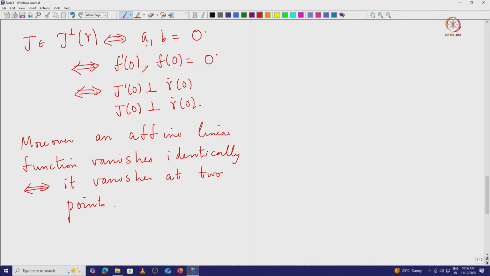Okay, so that completes the proof of the second equivalence: as long as J at 0 and J at some other t naught are orthogonal to the velocity vectors, your J has to be a normal vector field.